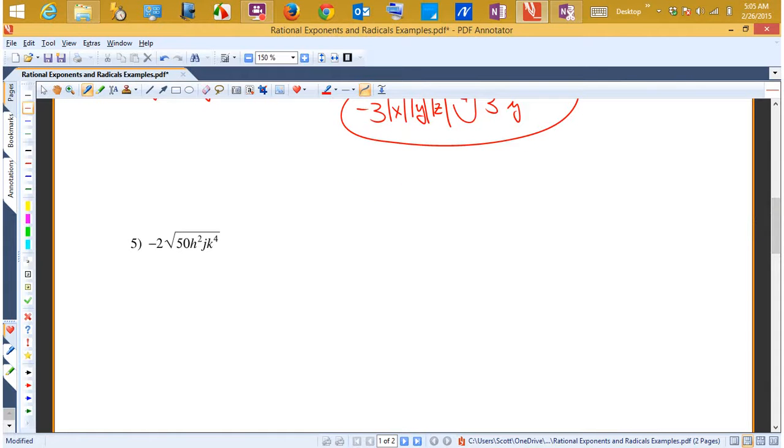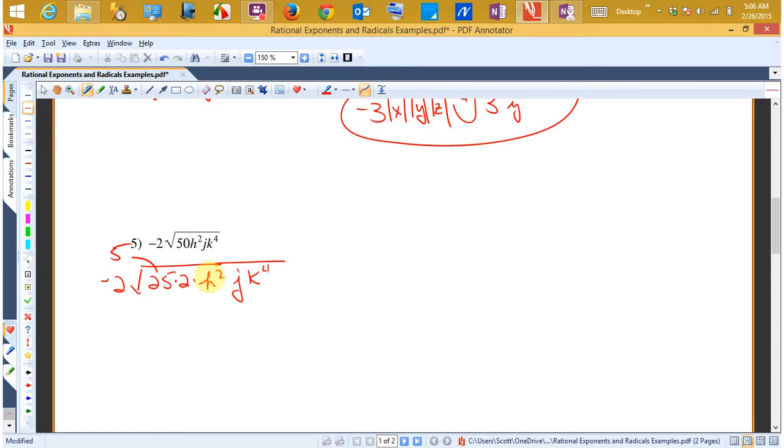Okay, the next one. Let's simplify that 50, or break that up into 25 times 2. And I have h squared, it's a square root. And so I think I'm ready to go here. So h squared, j, k to the fourth. Okay, so now the 25 will come out because it's a square root. That's going to come out as 5.